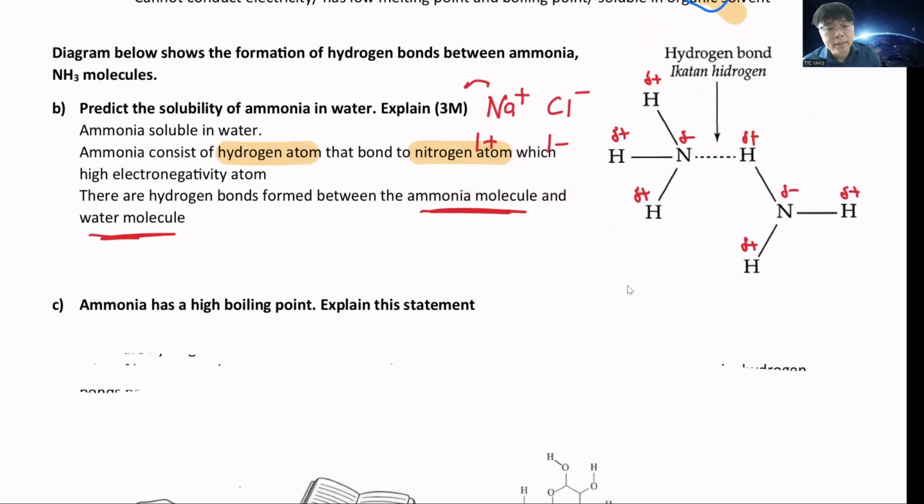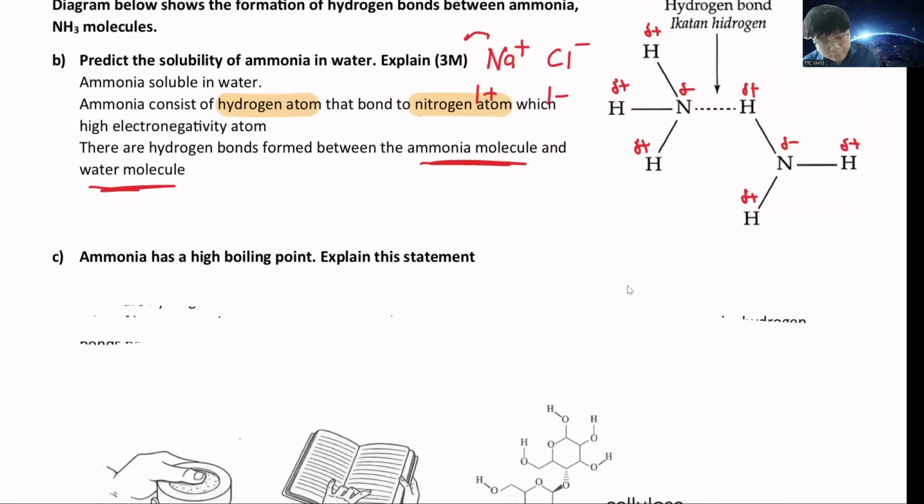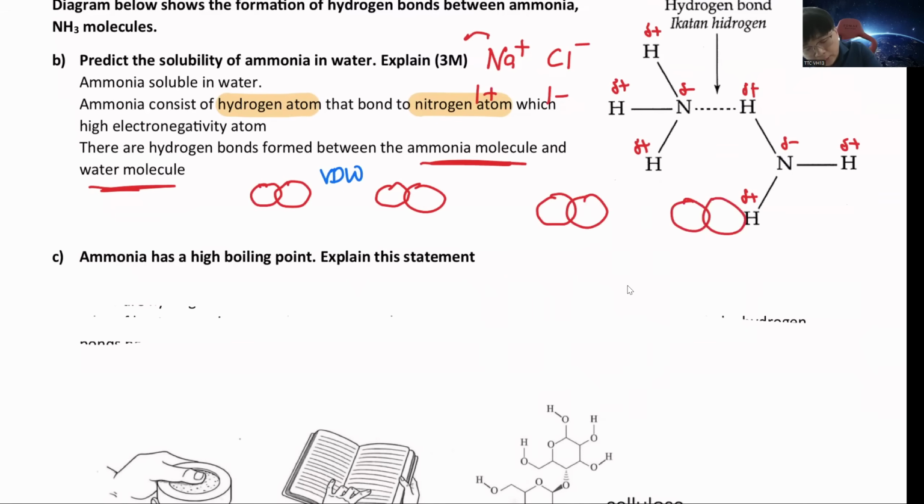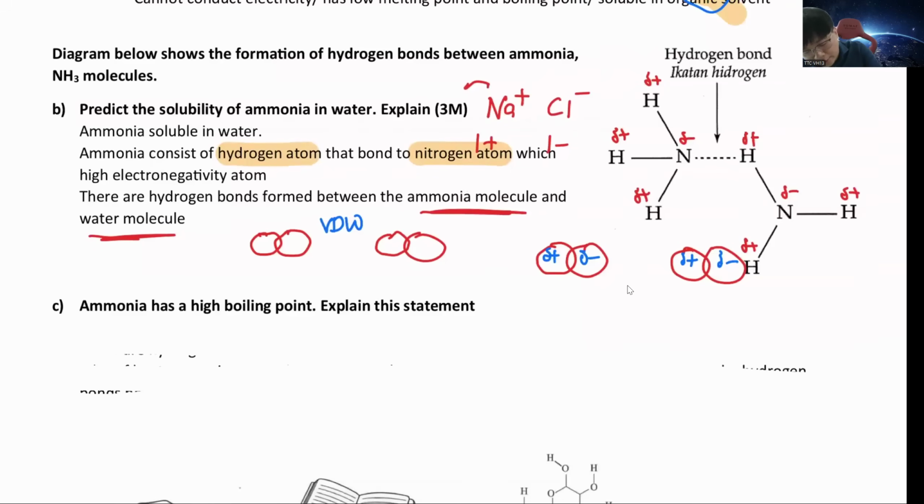Ammonia has a higher boiling point. The idea is that neutral, normal molecules have very weak force of attraction, because they only have very weak van der Waals force. But molecules that can have hydrogen bond, due to partial positive, partial negative, partial positive, partial negative, also have hydrogen bond between them.